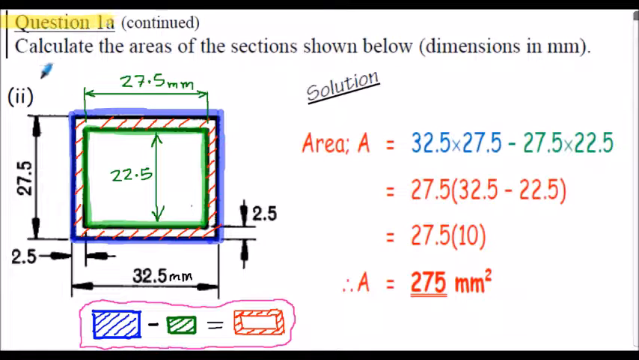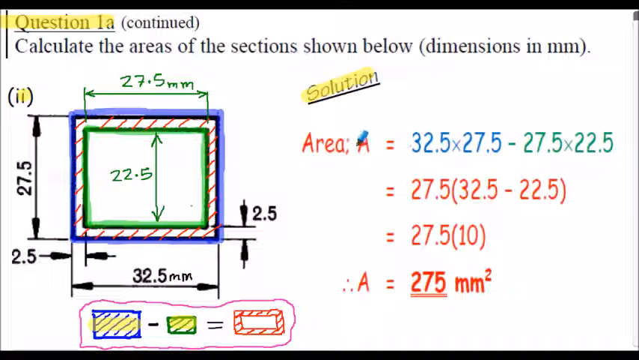Question 1a, here's part 2 solution. Calculate the area of this rectangular hollow section. I basically calculated the area of one outside rectangle and subtracted the inner rectangle to calculate the net area, or the area of the rectangular hollow section.